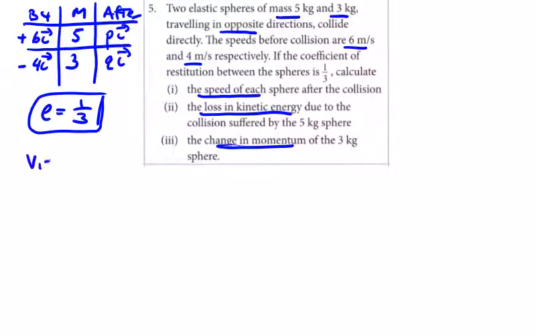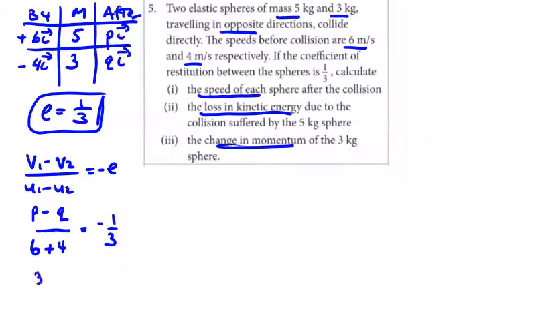So V1 minus V2 over U1 minus U2 is equal to minus e. So we're going to get P minus Q over 6 minus minus 4, 6 plus 4, equal to minus 1 over 3. So we're going to get 3P minus 3Q is equal to minus 10.